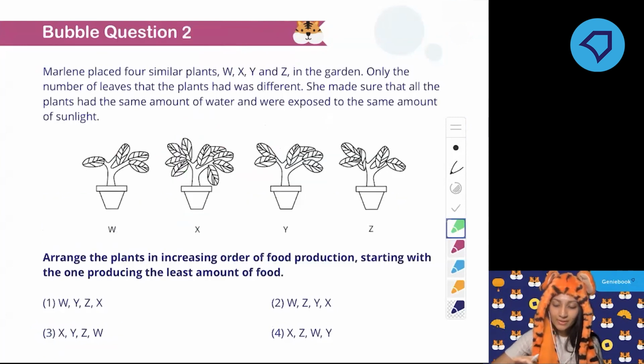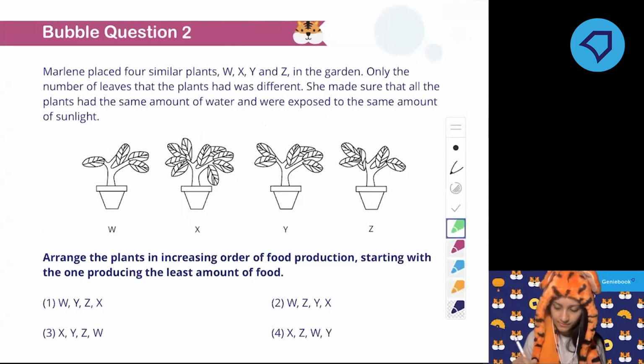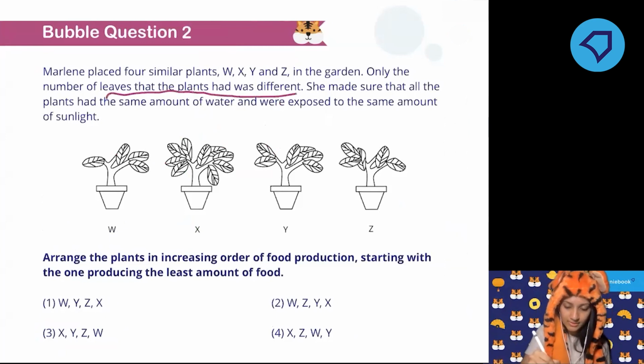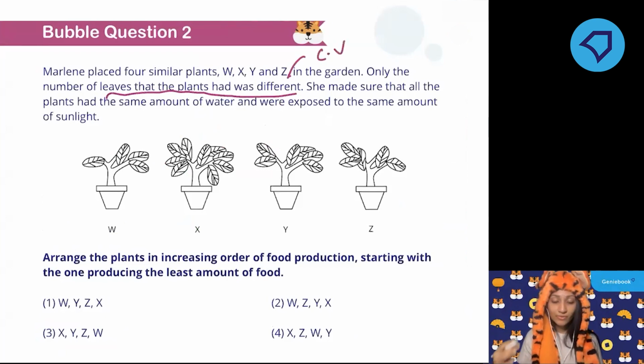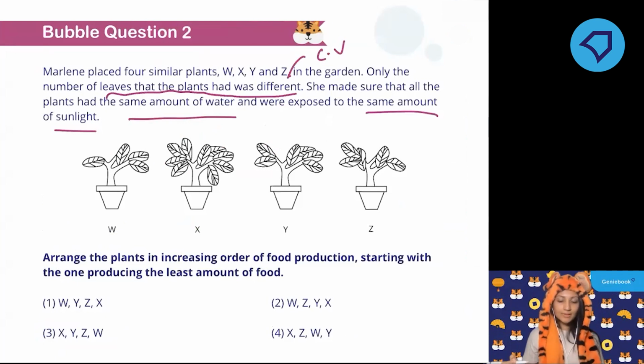Let's look at this one. Marlene placed 4 similar plants, W, X, Y, and Z, in the garden. In this case, only the number of leaves that the plant had was different. So this is what we call CV, which stands for change variable. She made sure that all the plants had the same amount of water and were exposed to the same amount of sunlight. So the only thing that is different here is the number of leaves.